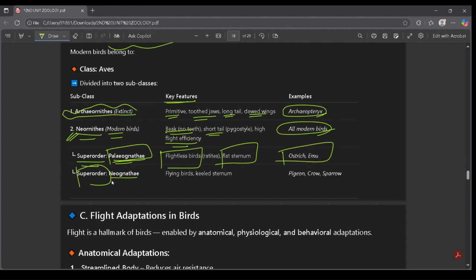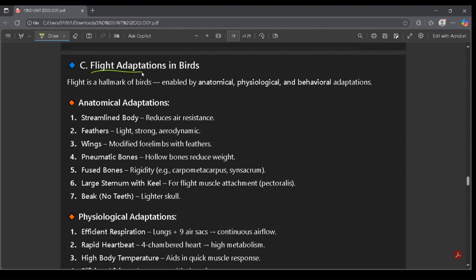Superorder Neognathae. Key feature being flying birds with a keeled sternum, and examples are pigeon, crow, and sparrow. We're done with the subclasses here. We'll move on to flight adaptations in birds.